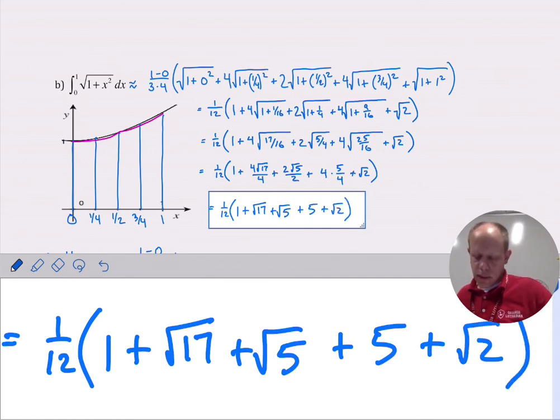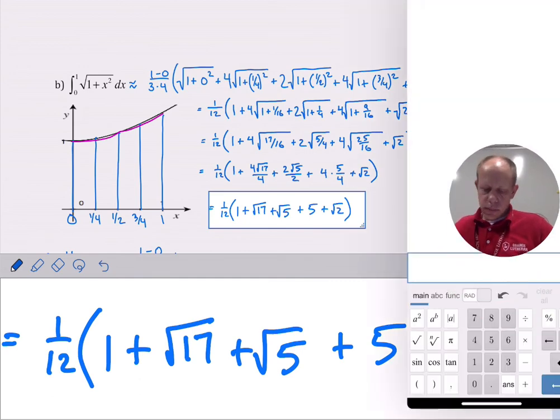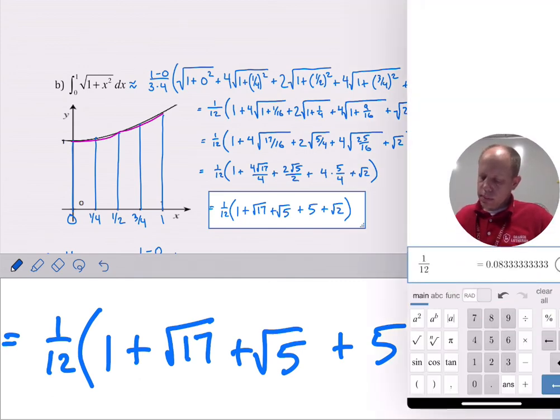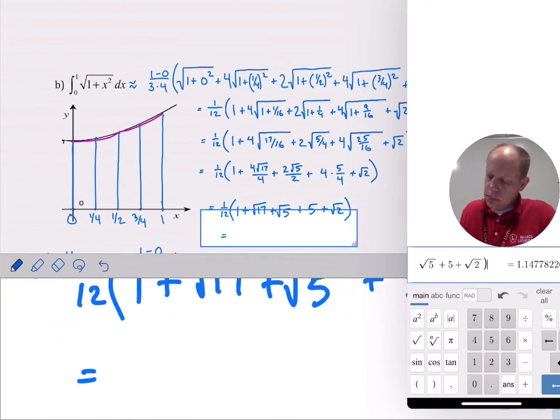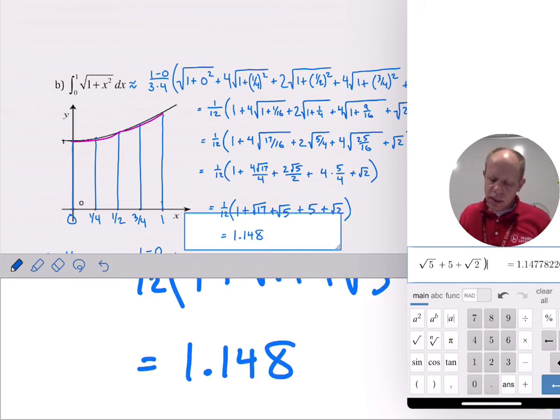And from here, we could type this into the calculator. And so we would have 1/12 times 1 plus the square root of 17 plus, oops, let's get out of that radical. So plus the square root of 5 plus 5 plus the square root of 2. And we get about 1.148. And usually we like to go to 3 decimal places there.